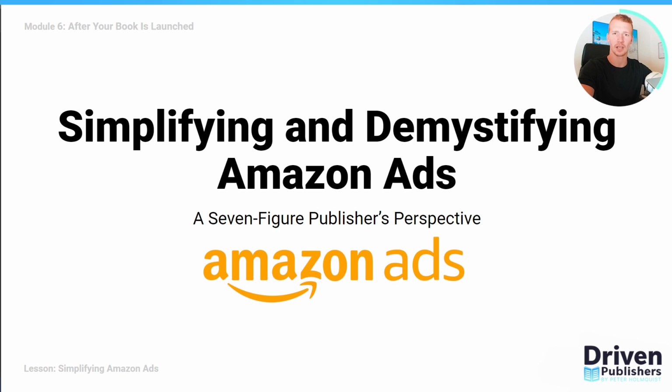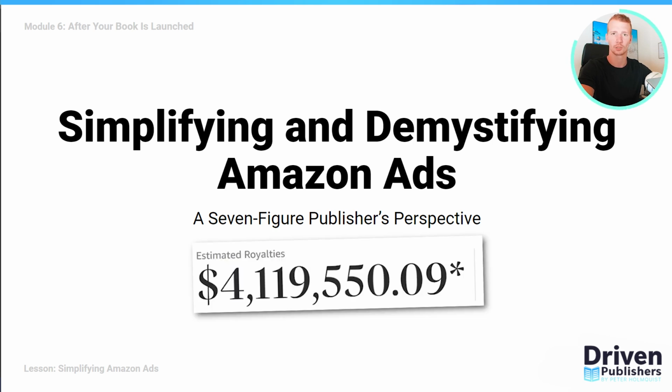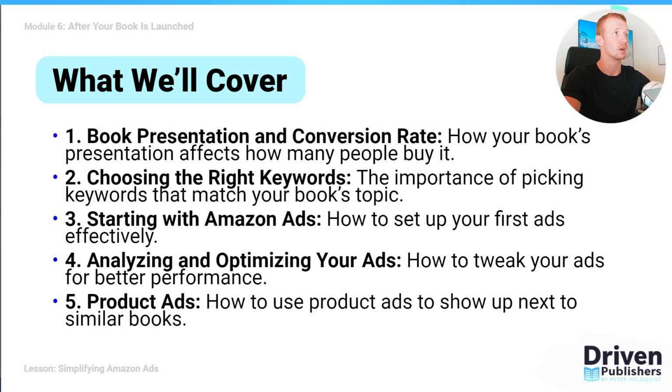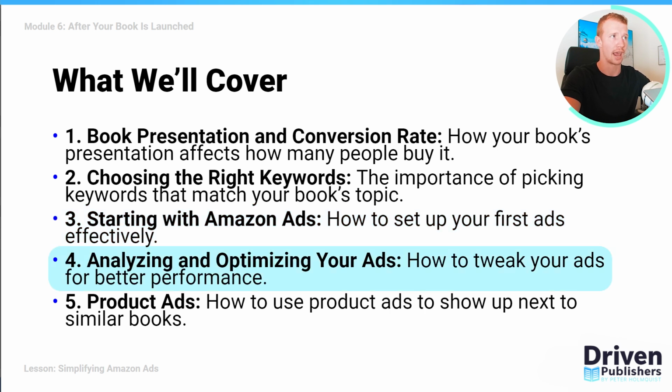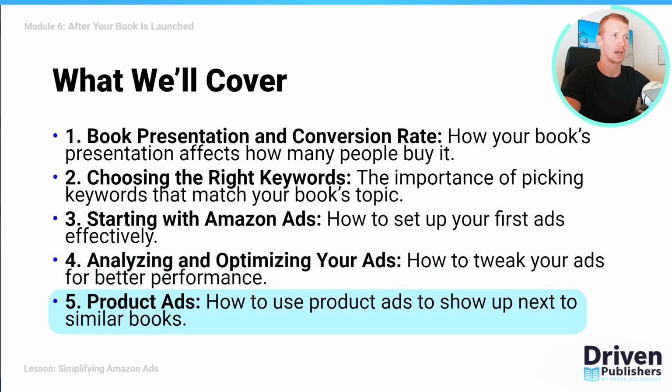Simplifying and demystifying Amazon ads, a 7-figure publisher's perspective. What we'll cover: book presentation and conversion rate, so how your book's presentation affects how many people buy it; choosing the right keywords, the importance of picking keywords that match your book's topic; starting with Amazon ads, how to set up your first ads effectively; analyzing and optimizing your ads, so how to tweak your ads for better performance; and product ads, how to use product ads to show up next to similar products.